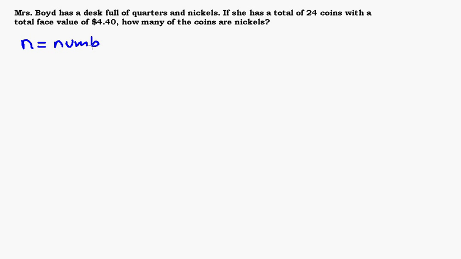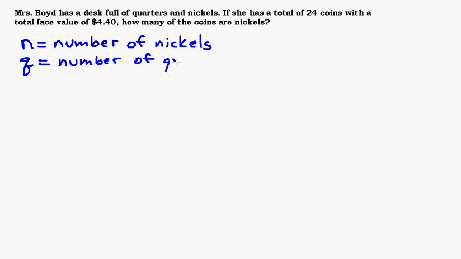Now, I'm making a distinction here. This is not the value of the nickels. This is the number of nickels, like how many actual coins. So if I've got 3 nickels in my hand, N is 3. N is not 15, even though I have 15 cents. And let's go Q equals number of quarters, because we don't know how many quarters there are either. Number of quarters.